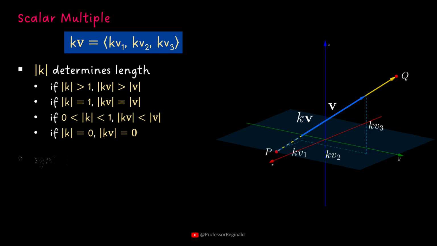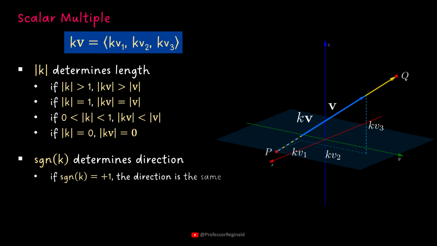Meanwhile, the sign of the scalar determines the direction of the scalar multiple. If k is positive, the direction remains the same. If k is negative, the direction is reversed. In both cases, the vector and its scalar multiple are parallel vectors. And if k is 0, the result is the zero vector.